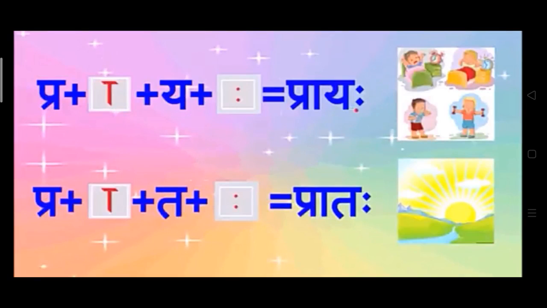Next, we are going to learn ah ki matra. Here you can see first one, pra plus a ki matra plus ya plus ah ki matra. Ah ki matra means two dots on the right side of the letter. After ya, two dots. That is ah ki matra. What is that word? Prayah. Next one, pra plus a ki matra plus ta plus ah ki matra. What is that? Pratah. Understood everyone? Ah ki matra, after the letter, two dots. That is the ah ki matra symbol.